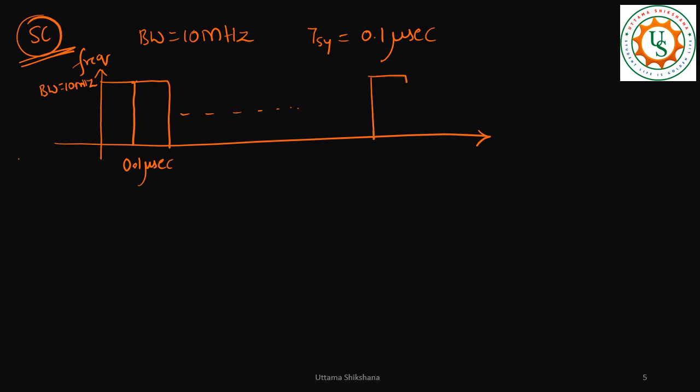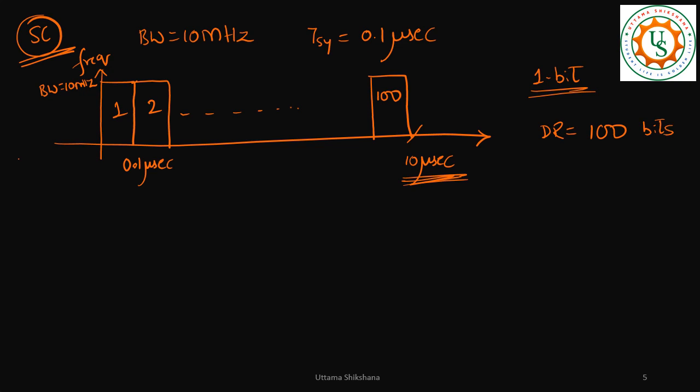Let's say I take 10 microseconds as the duration. Then how many symbols would there be? 10 microseconds divided by 0.1 microseconds, so we will have 100 symbols. First symbol, second symbol, and like that we'll have 100 symbols. Now let's say each symbol is transmitting just one bit. Then what is the data rate? I will take the data rate for the duration of 10 microseconds. So 100 symbols, each carrying one bit, gives 100 bits per 10 microseconds.